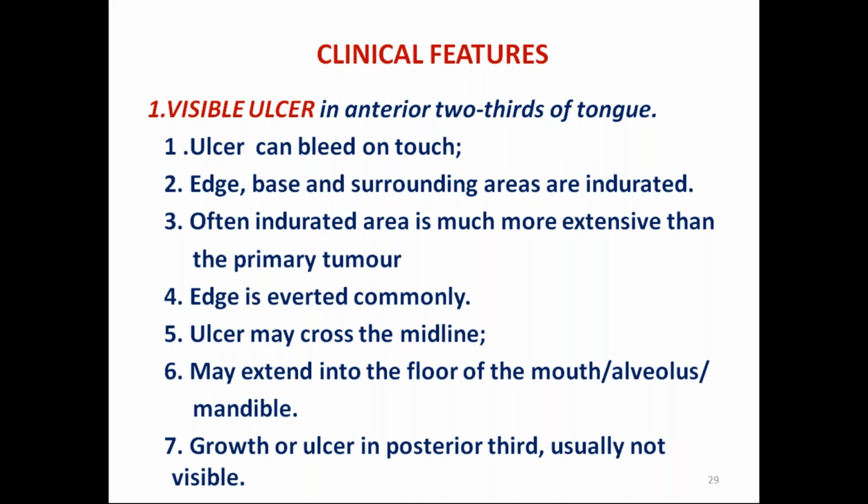So, clinical features. There will be a visible ulcer in the anterior two-thirds of the tongue. These ulcers can bleed on touch, and their base or surroundings are indurated, unlike a normal ulcer. Often the indurated area is much more extensive than the primary tumor. The edge is commonly everted. The ulcer may cross the midline and may extend into the floor of the mouth, alveolus, and the mandible. Growth of the ulcer in the posterior third is usually not visible.